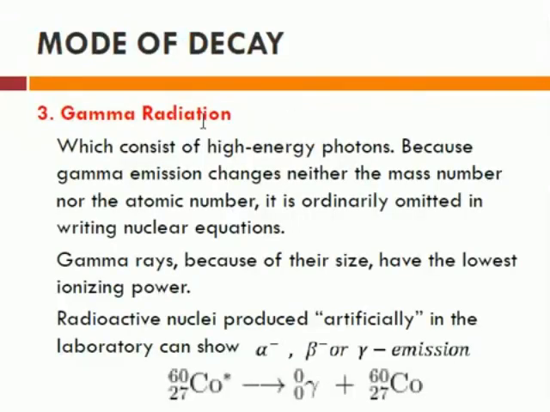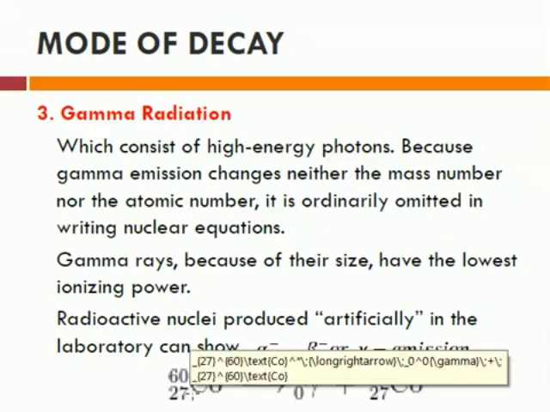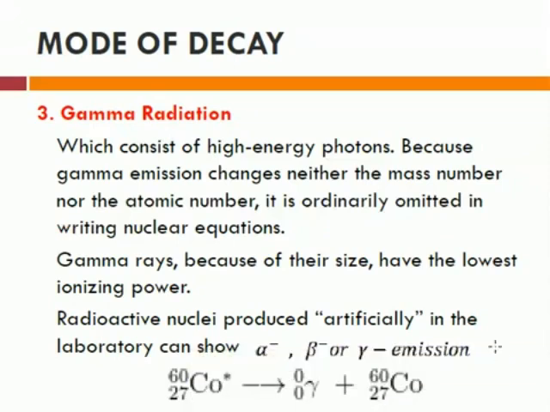So let's continue. Gamma radiation, which consists of high energy photons. Because gamma emission changes neither the mass number nor the atomic number, it is ordinarily omitted in writing nuclear equations. Gamma rays have the lowest ionizing power. Radioactive nuclei produced artificially in the laboratory can show alpha, beta negative, or gamma emission. Here is the symbol for the gamma radiation. Nothing's changed, so 60, 27, 60, 27 here.